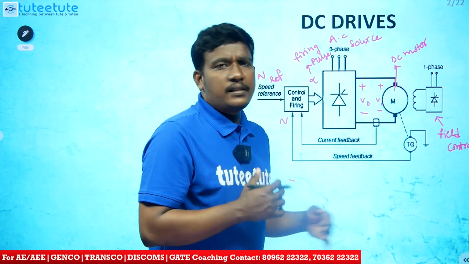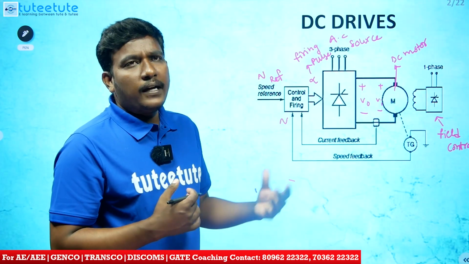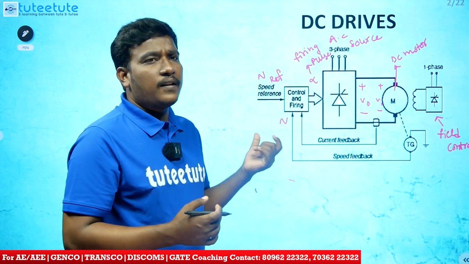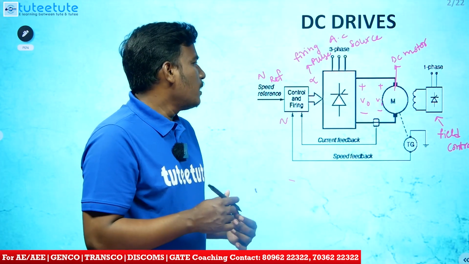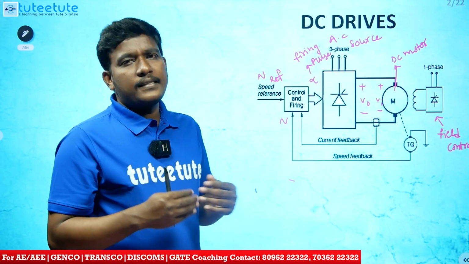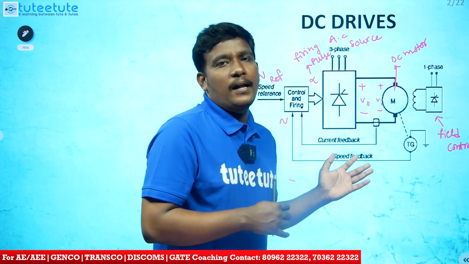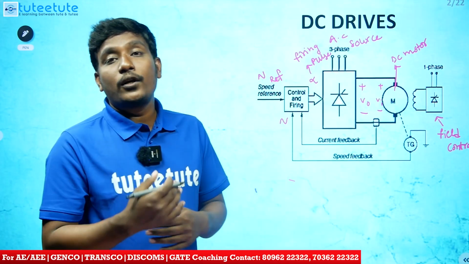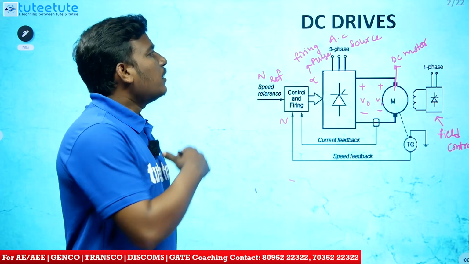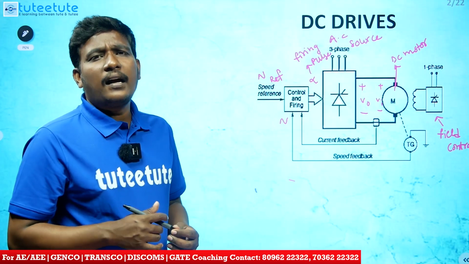With the help of sensors, we measure the speed of the given motor, and the operator gives some reference speed, that is NREF. The control unit will compare these two speeds and generate the required firing pulse, so that our motor runs at the speed desired by the operator. This is about the basic schematic of DC drives.